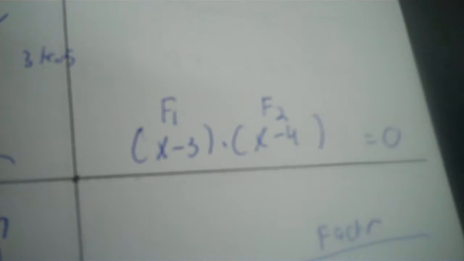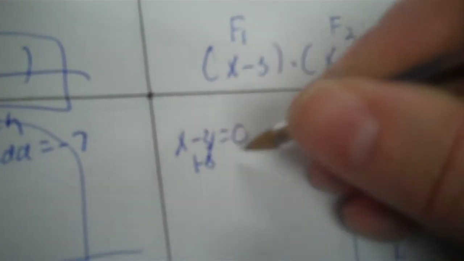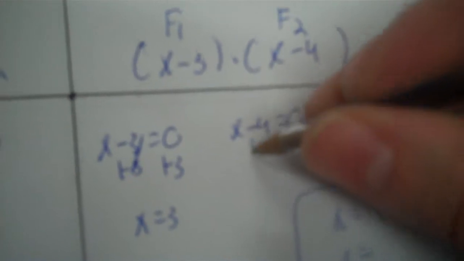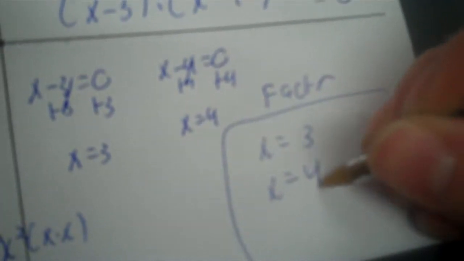F1, F2. So x minus 3 equals 0, x minus 4 equals 0. So you add 3, x equals 3. Add 4 to 0, x equals 4.